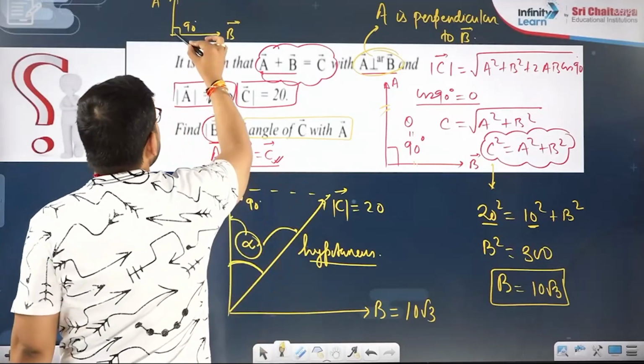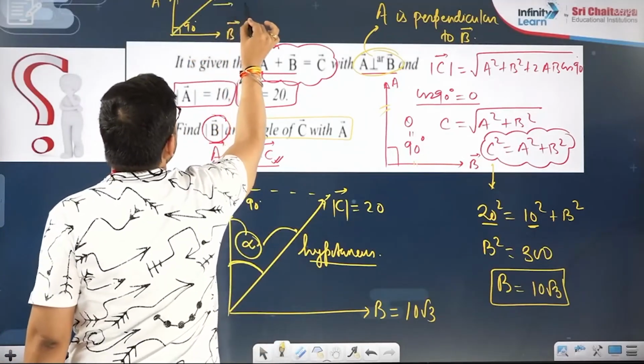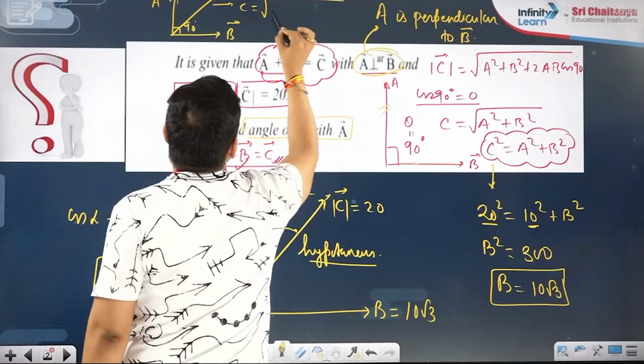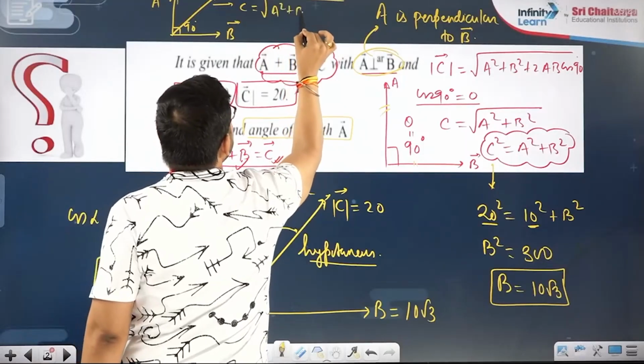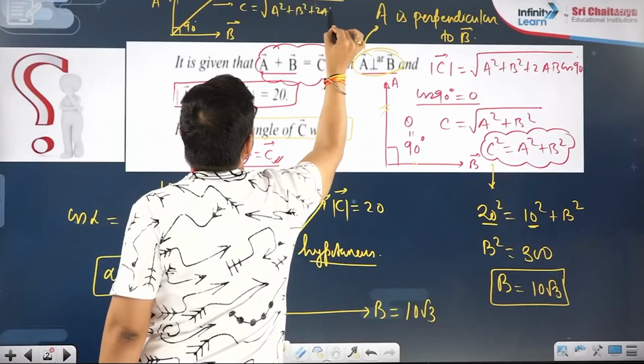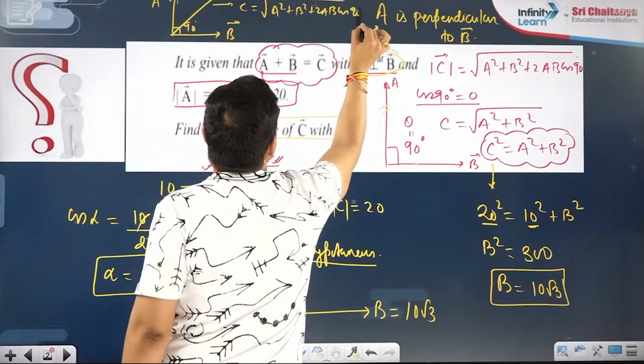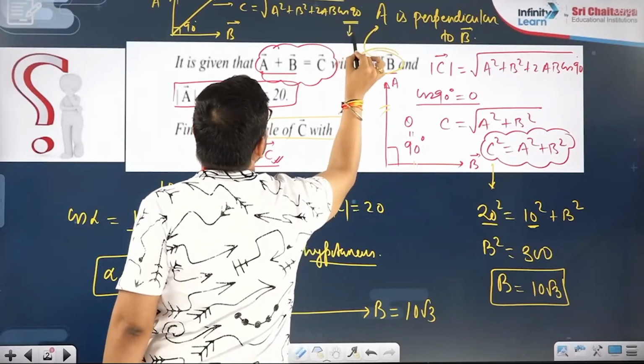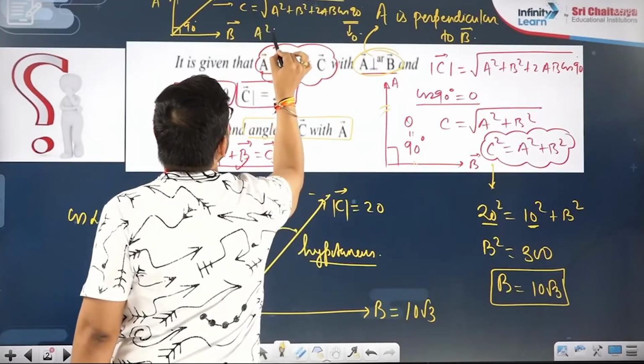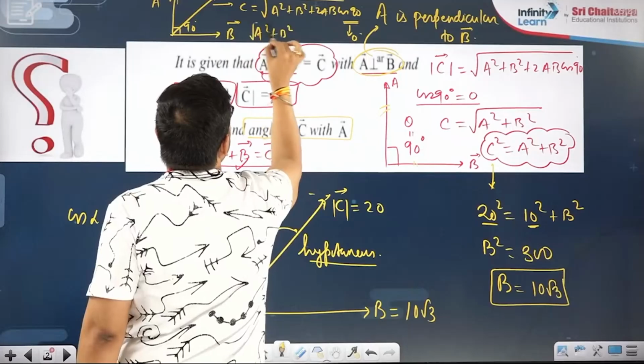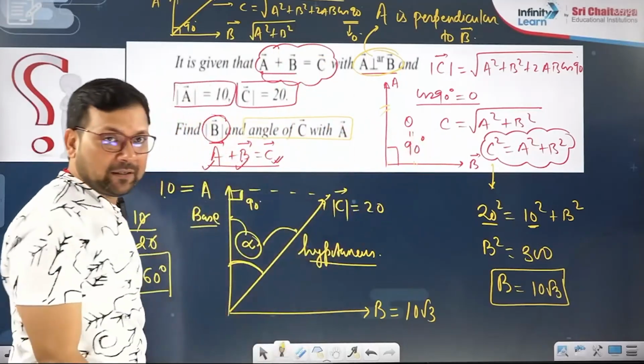And the resultant will be this. That is C. And according to the formula, that has to be square root of A square plus B square plus 2AB cos 90. Cos 90 value will be 0, so it will be A square plus B square under root. That is the first diagram I explained.